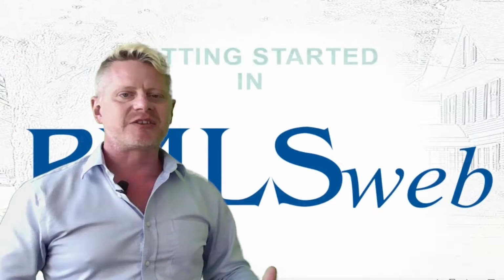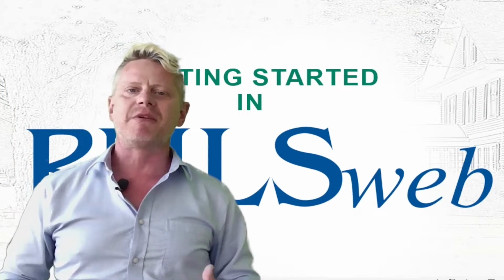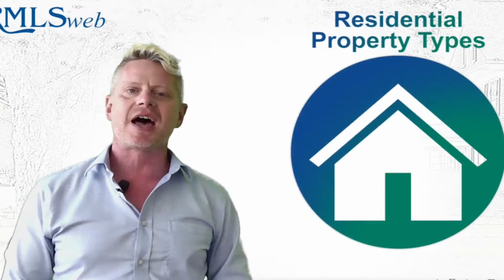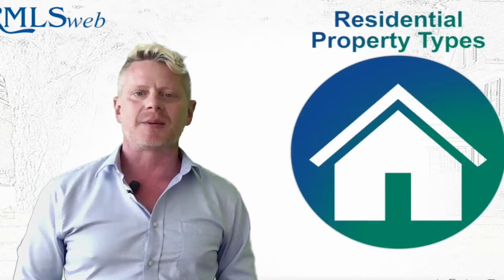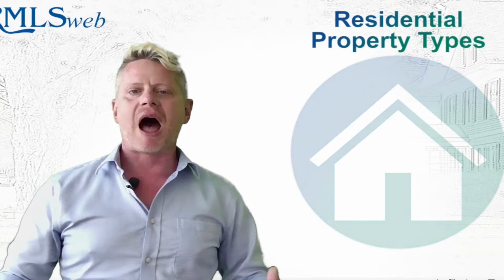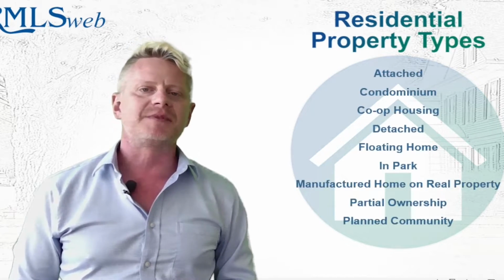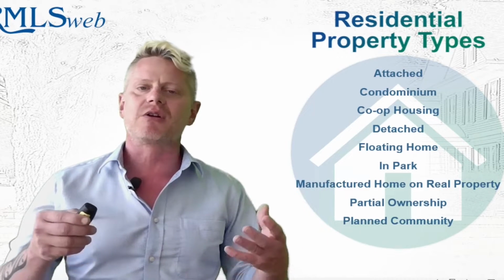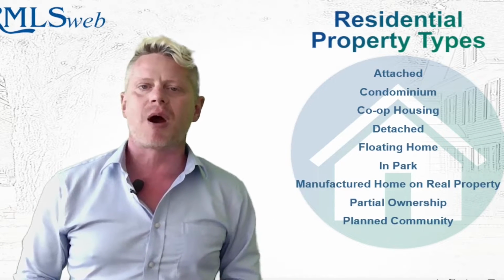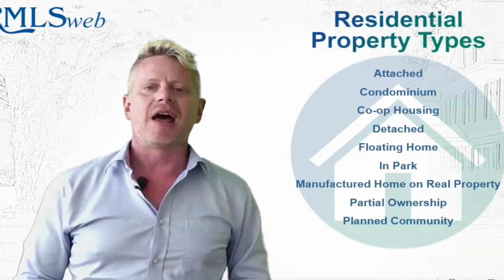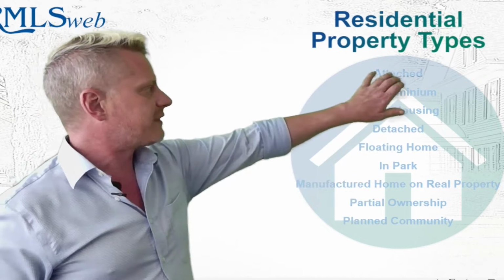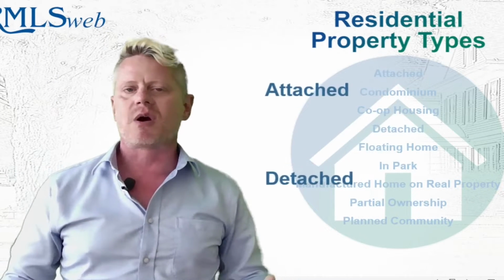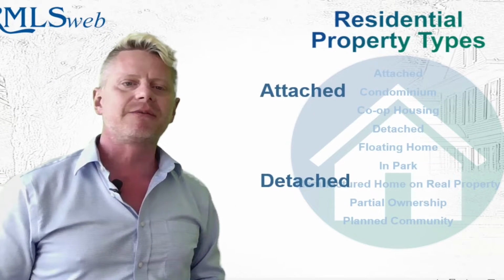Now, we're about to start our tour of RMLS Web, but before we do, there are some important terms that we want to discuss, such as the residential property types. There are a variety of different residential property types that you can list a property as well as search by, and we want to make sure that you're clear on what each of these property types are. And to start out, we're going to look specifically at the attached properties and the detached property type and how these two are similar, but also their key differences.